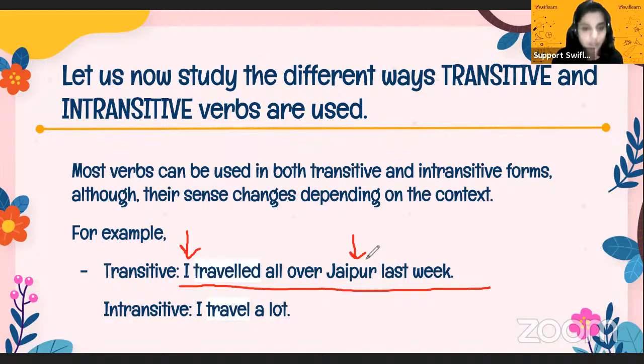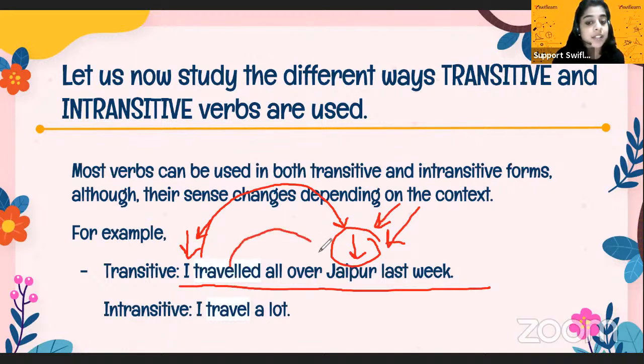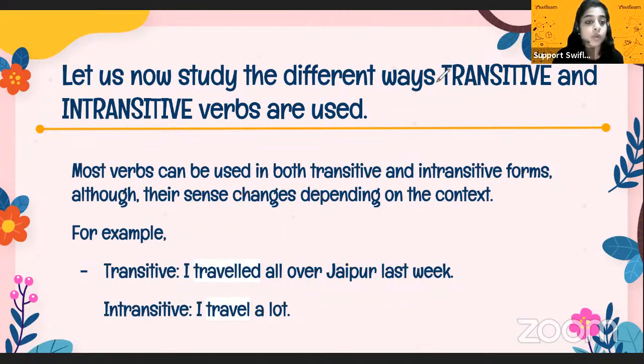Yes. All right. So I is the subject because I is doing the action. Jaipur is the object because the result of the action is being transferred to Jaipur. If Jaipur would not have been here, then my sentence is incomplete. I traveled all over. So it is incomplete, right? But where did I travel? I need to tell that to make my sentence complete. So I need an object, and that object is Jaipur. That is why traveled here is the transitive verb because it needs an object to complete the sentence.